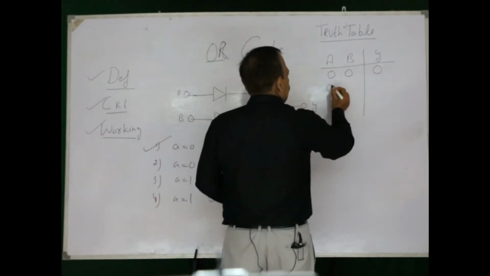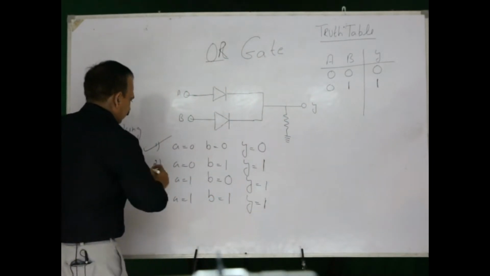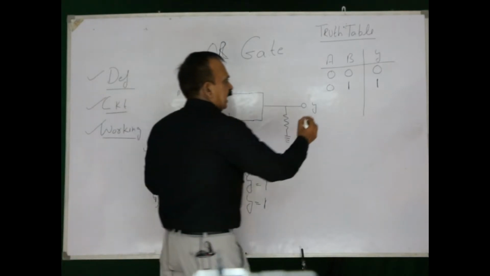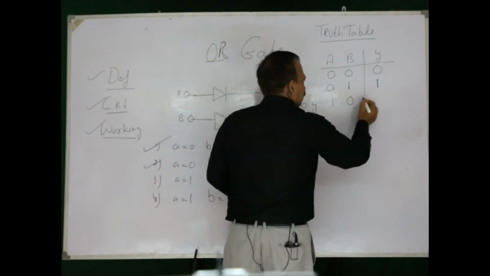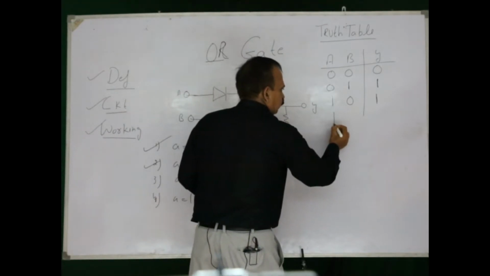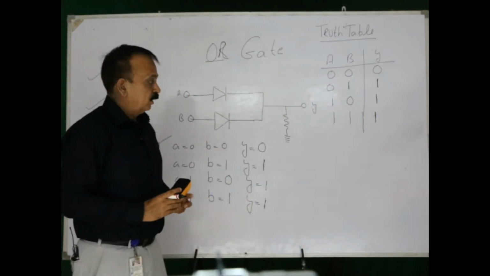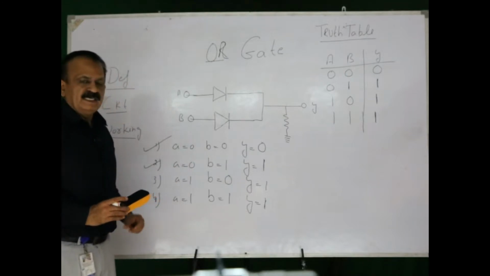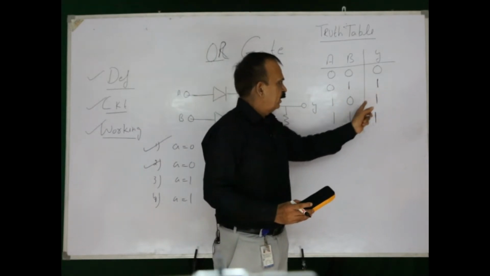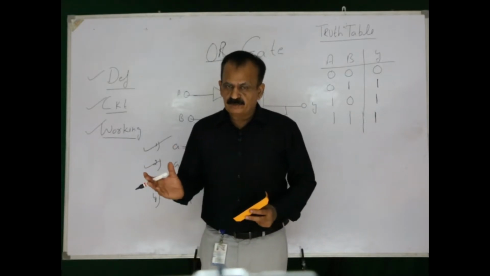A is equal to 0, B is equal to 1, Y value will be equal to 1. A is equal to 1, B is equal to 0, Y value is equal to 1. And the last one, when A is equal to 1, B is equal to 1, the value of Y is equal to 1. So these are the 4 different cases of A and B. 0 0 gives 0, for 0 1 it is 1, for 1 0 it is 1, and for 1 1 it is 1.